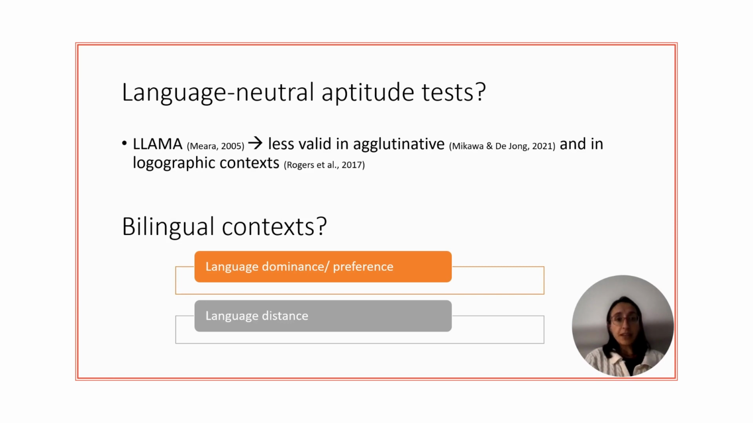However, today, there is no aptitude test that is totally language neutral, as even the LLAMA test, which is probably the most popular one nowadays, uses alphabetic symbols, which necessarily puts it in a different position for speakers of agglutinative or logographic languages. Things could get even more complicated in bilingual contexts, as researchers might wonder in which language they should administer the aptitude test, if language dependent, that is.